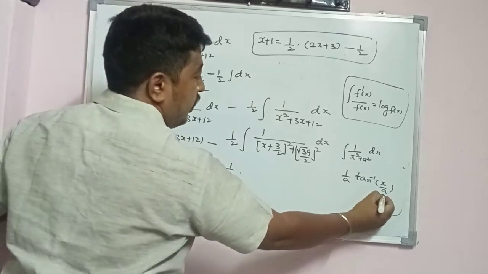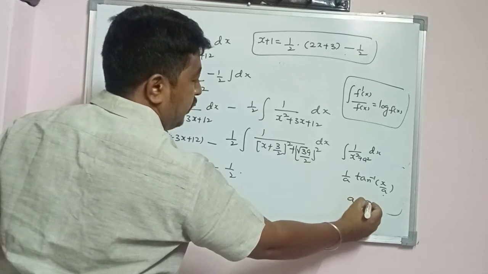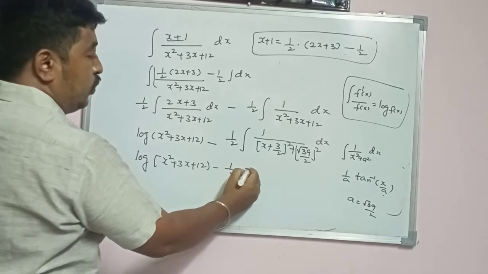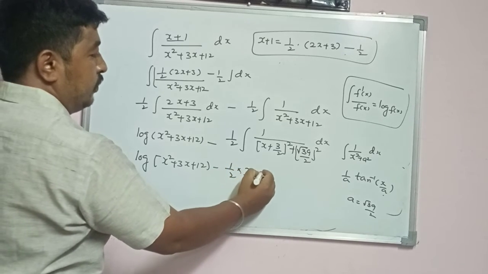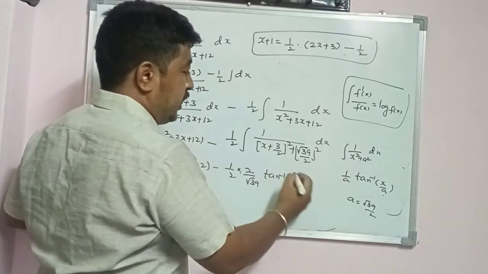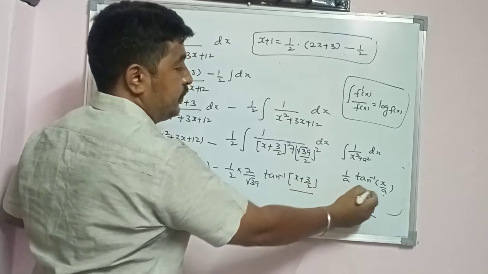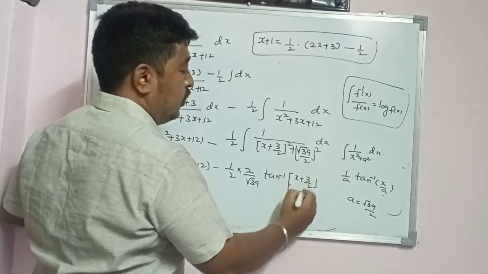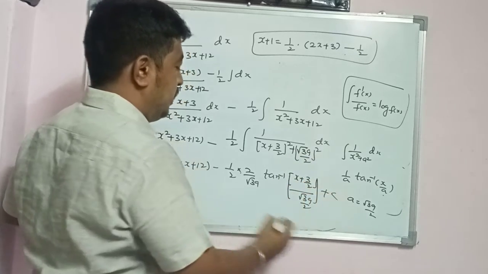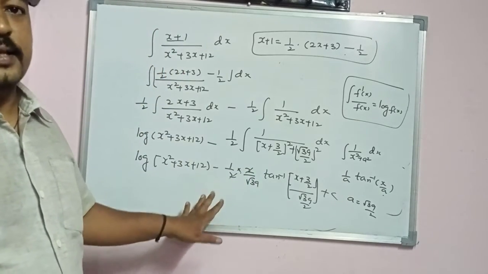So what is the a value? The a value is root 39 by 2. Then 1 by a is the reciprocal, 2 by root 39, into tan inverse of the x value, which is x plus 3 by 2, divided by a, where a is root 39 by 2. Plus c. So 2 gets cancelled. This is the way of finding the integrals of this condition.